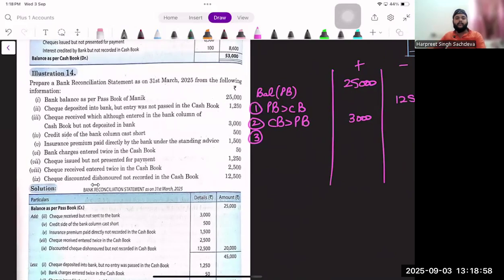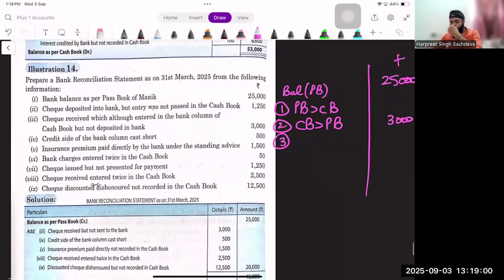Credit side of the bank column cast short. Bank column's credit side. Bank column is always referred for the cash book. Cash book credit side is negative. Means cash book में माइनस कम किया. जिसमें माइनस कम करोगे that person will be greater by rupees 500.